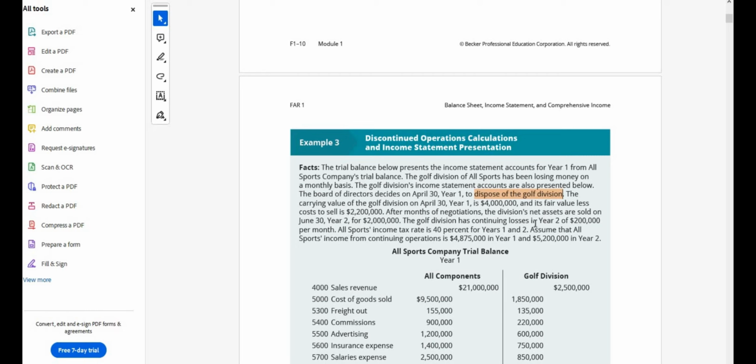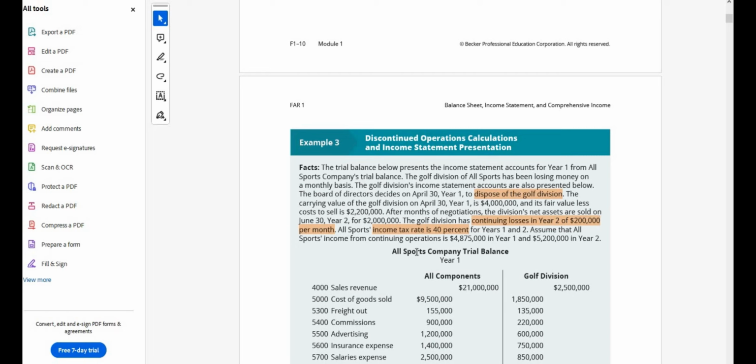The golf division has a continuing loss in year 2 of 2 lakhs per month. So in year 2 there is a 2 lakh loss per month. For all sports income, there is a continuing loss of 2 lakhs per month. This is important. We need to remember it while solving the sum in period 2. The income tax is 40% for both the years.